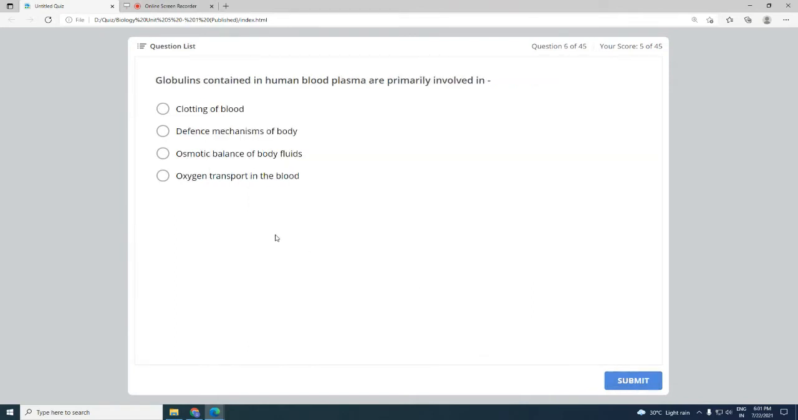Sixth question. Globulins contained in the human blood plasma are primarily involved in the process of which one? Clotting of blood, defense mechanisms of the body, osmotic balance of the body fluids, oxygen transport in the blood. Which is the right answer?